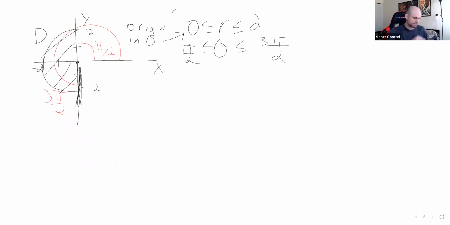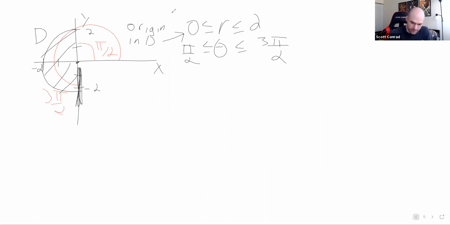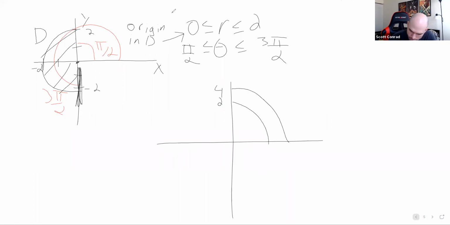OK. So really quickly, the reason we're doing this is, for instance, if we have this annular region here between the circle of radius 2 centered at the origin and the circle of radius 4 centered at the origin, this little bit of it, is this vertically simple, horizontally simple, both, neither?